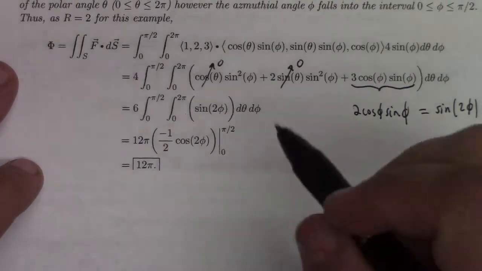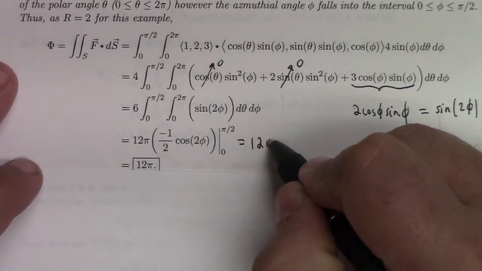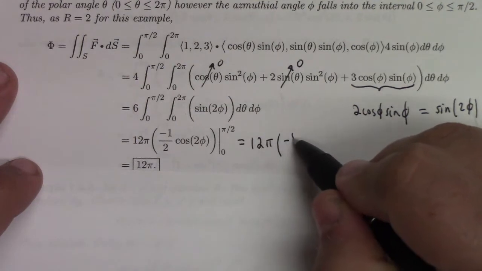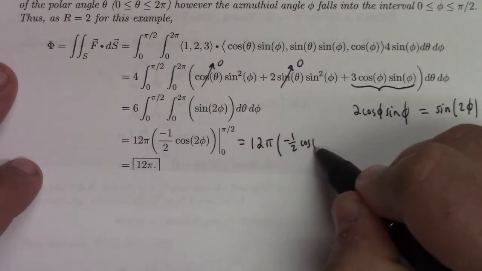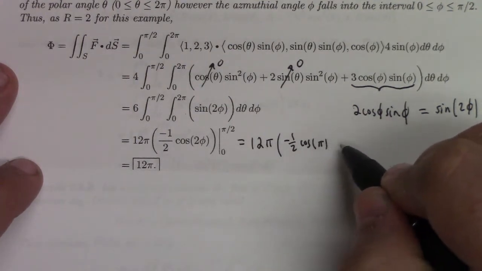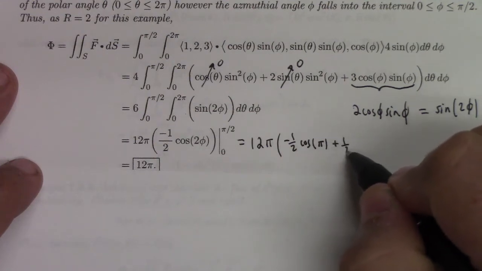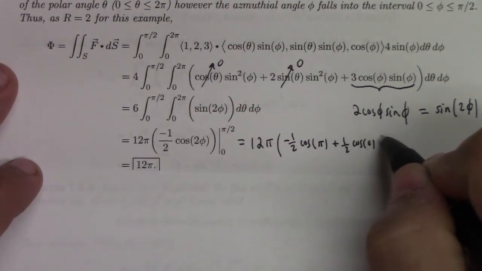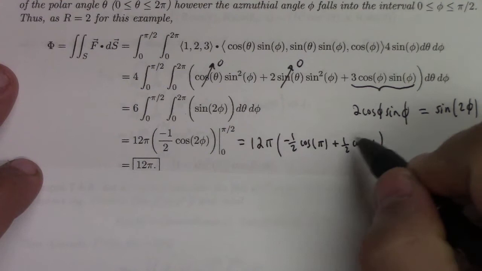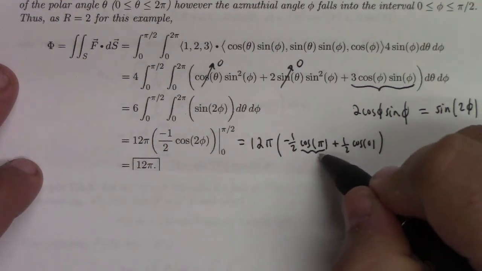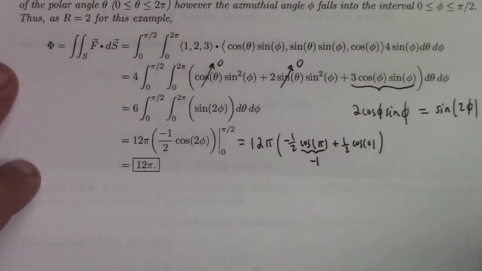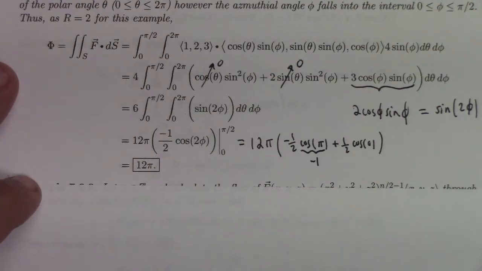Oh, I can't do math. This is 12 pi minus 1/2 cosine of pi plus 1/2 cosine of 0, right? So the minus of minus is a plus because cosine of pi is minus 1, right? So I get 12 pi. Which I think makes sense, right?